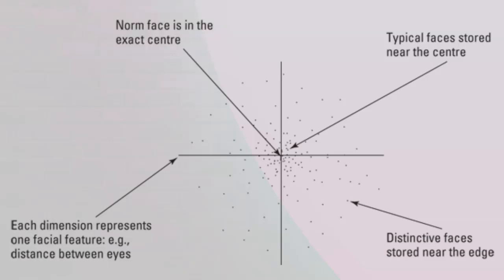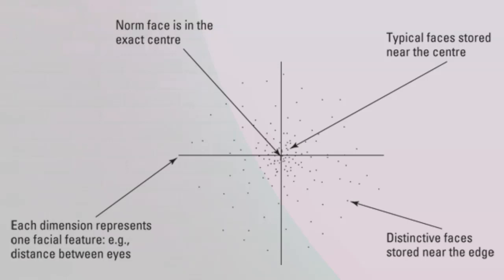Estimations suggest that between 14 and 100 dimensions or features are used to recognize faces. The most average face would exist in the center. Every face is coded on its value relative to this average face. So a face with huge eyes is stored at the opposite end of the space from one with tiny eyes. Now both faces are far from the center and considered distinctive.